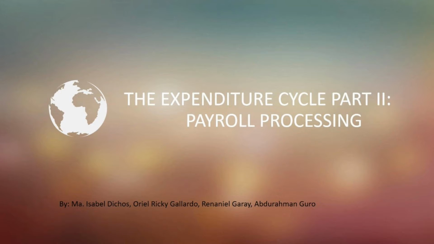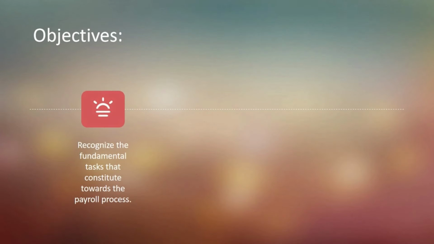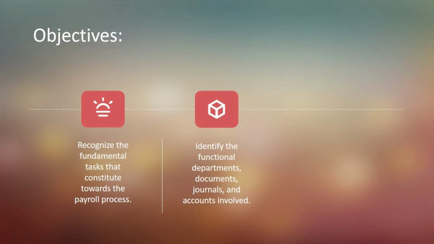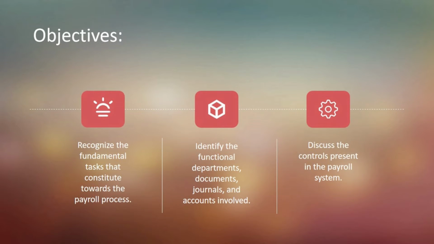Good day! We will be presenting the second part of the expenditure cycle, the payroll processing. Our objectives within this video are to recognize the fundamental tasks that constitute the payroll process, identify the functional departments, documents, journals, and accounts involved, and discuss the controls present in the payroll system. To dive in deeper, let's start our discussion.